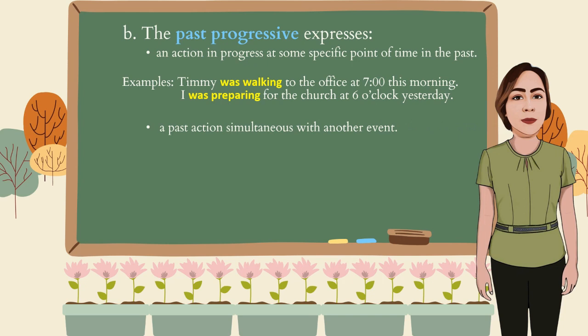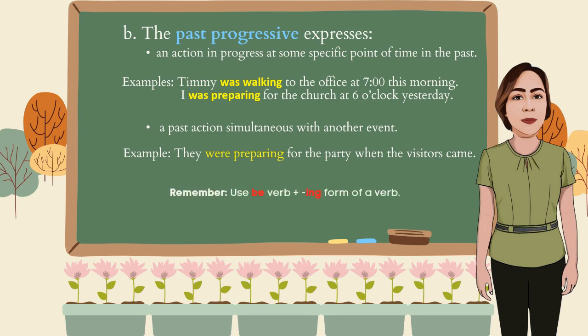Another is that the past progressive expresses a past action simultaneous with another event. Example: They were preparing for the party when the visitors came. Remember, use be verb plus ing form of a verb.